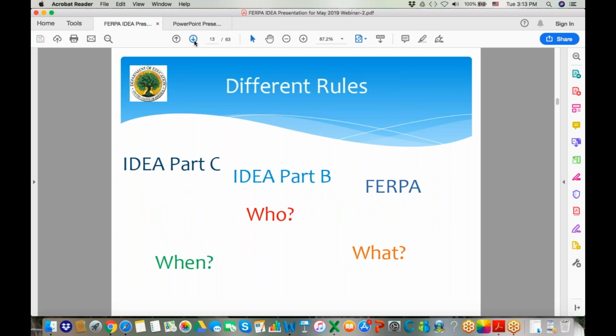So now we're going to transition and talk about what records are covered, to whom these rules apply, and when these protections come into play. Next slide, please.